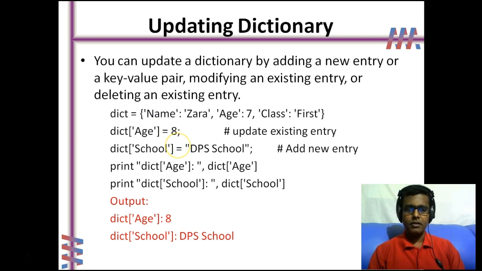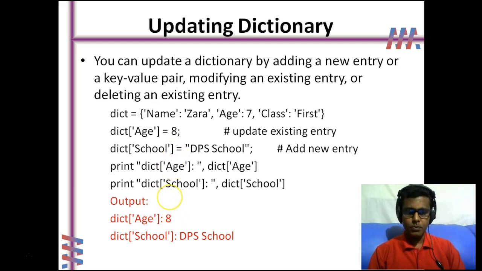In the next line, dictionary of school equal to DPS school. Here you don't have any key called school. I am adding a new entry into the dictionary called school, and for that key I am assigning the value DPS school. Now I have updated one entry and added a new entry. Now I am going to print the values of age and school. Let's see what output you get.